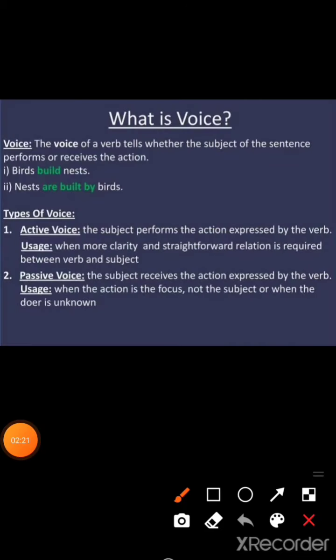So what is the usage of this active voice? When you are saying something in a very clear and straightforward way, then you can use active voice. Okay? But sometimes maybe you do not know who is the subject of the action or who is the doer. Okay, you do not know about them. Sometimes it is unknown, or sometimes you need to focus on the action itself rather than the subject. So in these cases, we use passive voice.